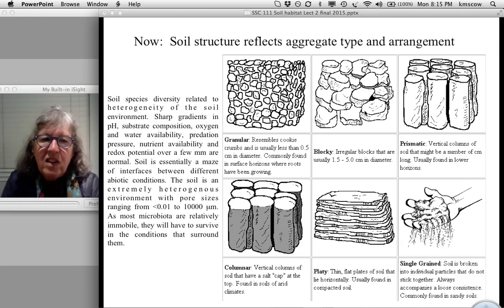And then you've got these other kinds of structures, blocky. Actually, you kind of see this in our conventional soils out at Russell Ranch, where they don't get much organic matter. Also prismatic, columnar, platy, these different kinds of structures that can also reflect the parent material for the soil as well.